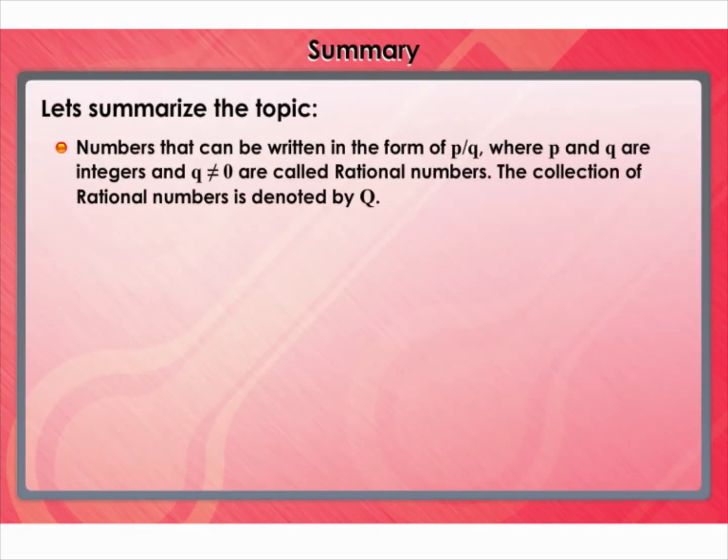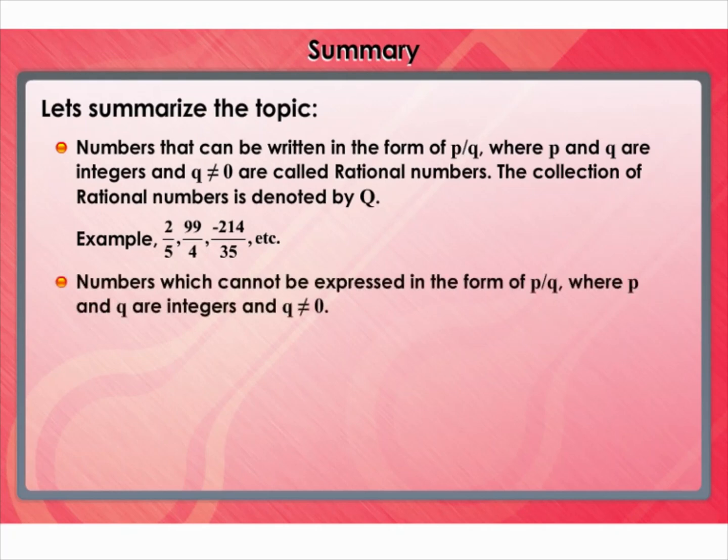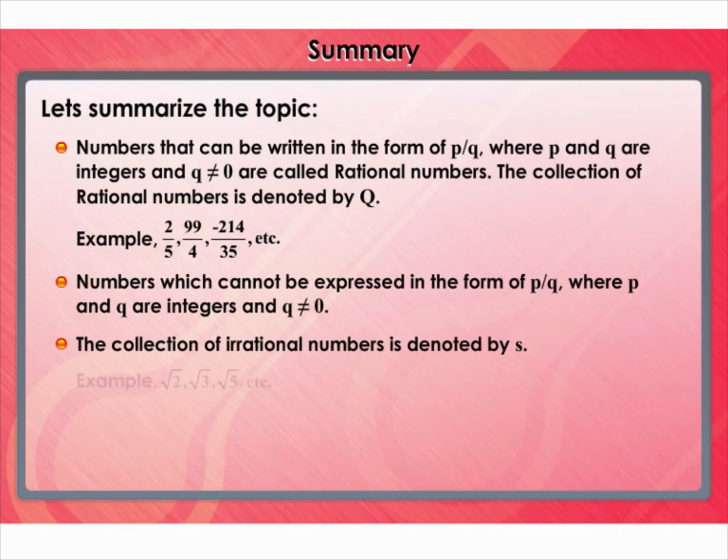Summary. Let's summarize the topic. Numbers that can be written in the form p by q, where p and q are integers and q not equal to 0, are called rational numbers. The collection of rational numbers is denoted by Q. For example, 2 by 5, 99 by 4, minus 214 by 35, etc. Numbers which cannot be expressed in the form p by q, where p and q are integers and q not equal to 0, are irrational numbers. The collection of irrational numbers is denoted by S. For example, root 2, root 3, root 5, etc.